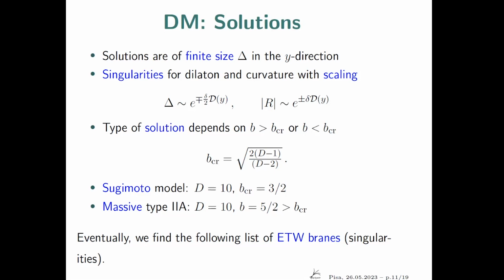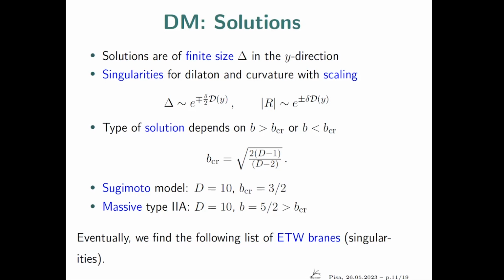Note that the Sugimoto model, as I mentioned, is just on the critical value. For this, we can also find a solution. And the other case that was also mentioned today, massive type 2A, so when you turn on a non-trivial Romans mass, is described by the value b = 5/2, which is larger than the critical value in 10 dimensions. This becomes important in a moment.